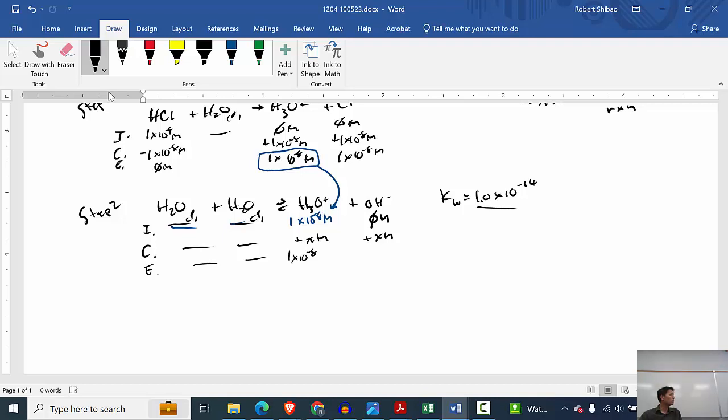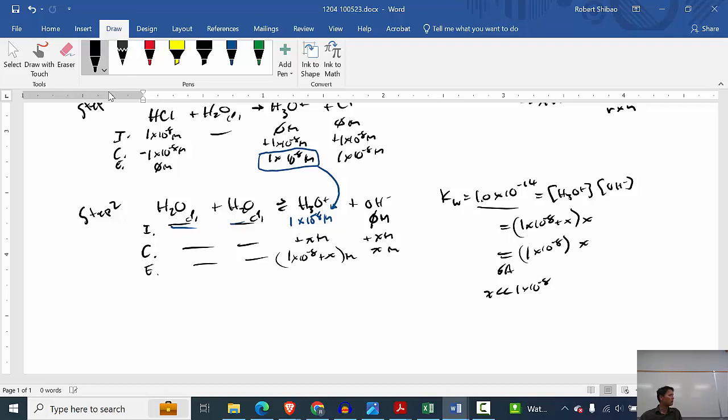And so we have 1 times 10 to the minus 8 plus x, and then we have x. Even though I'm thinking it's going to fail, I'm still going to try the simplifying assumption. Okay, so I'll go ahead and try the simplifying assumption. That is 1 times 10 to the minus 8 plus x times x. This is the SA. In the SA, we're going to assume that x is much smaller than 1 times 10 to the minus 8. So this simplifies into 1 times 10 to the minus 8 times x. And therefore x, the reason I do this is because it's so easy to calculate, usually. So x is 1.0 times 10 to the minus 6.